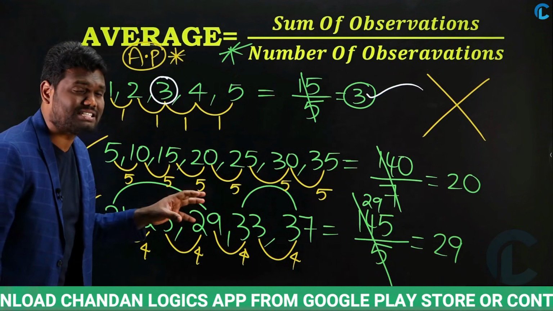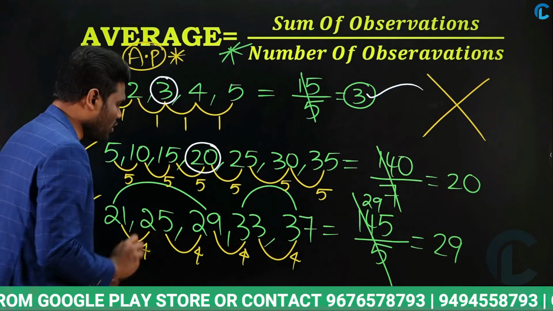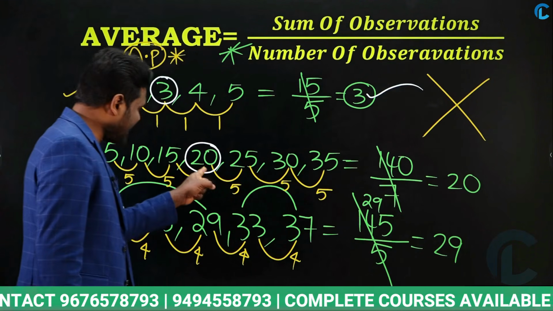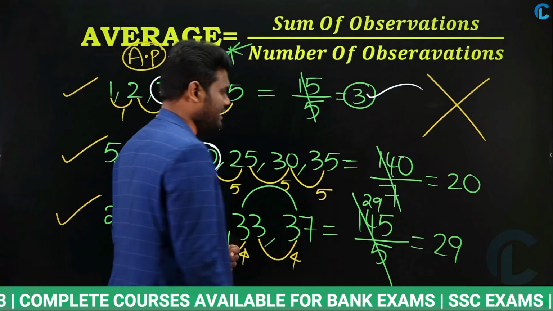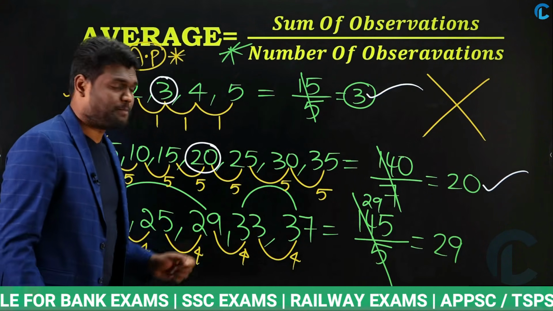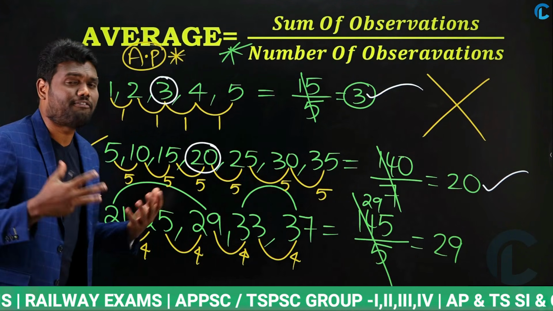Out of these 7 numbers, the exact middle is 20. Why? Because on the left side of 20 you have 3 numbers, and on the right side of 20 you have 3 numbers. Exactly in the middle, you have 20. So we can say that the average is 20. Yes or no? Similarly, if you observe this series, you have a total of 5 numbers.